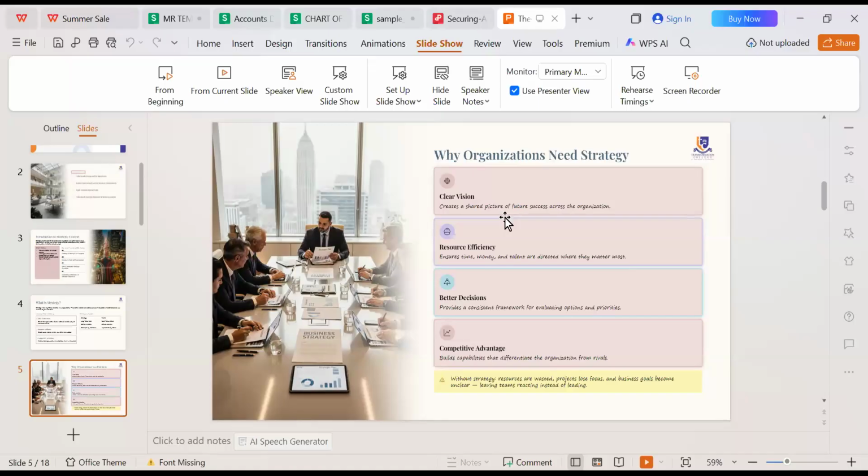Are we good? So the organization's strategy is to build or to put a clear picture, clear vision of their success, or how they want to move, how they want to make sure that they're advancing in that space they're playing, or in that industry they're playing. All right. So resource efficiency, right? We need to be timely in achieving those strategic goals.